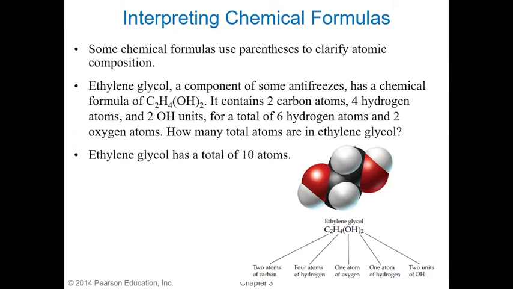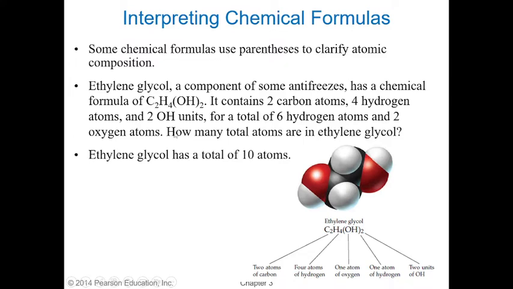But sometimes you need to interpret the chemical formula. Like for example, some chemical formulas that use parentheses, to clarify the atomic composition. For example, this one is ethylene glycol. This is a component of antifreeze. So ito yung nilalagay sa mga radiator para hindi siya mag-freeze, di ba? Kaya siya antifreeze. So it has a chemical formula of C2H4(OH)2.